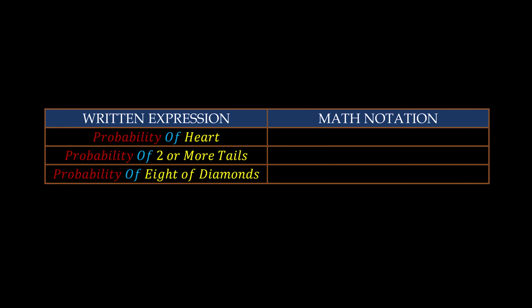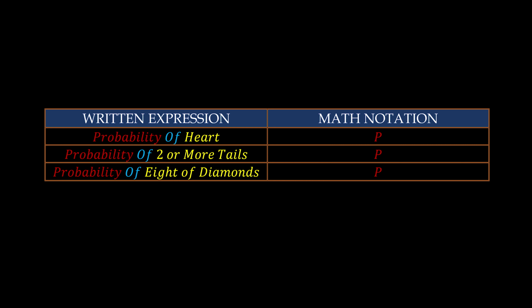Mathematicians use special notation to simplify these phrases. Instead of writing the word probability, they just use the letter P. Instead of writing the word of, they just use parentheses. And instead of writing out a description of the event, they just use some symbol, often a letter, but it could be a shape, a number, anything really.